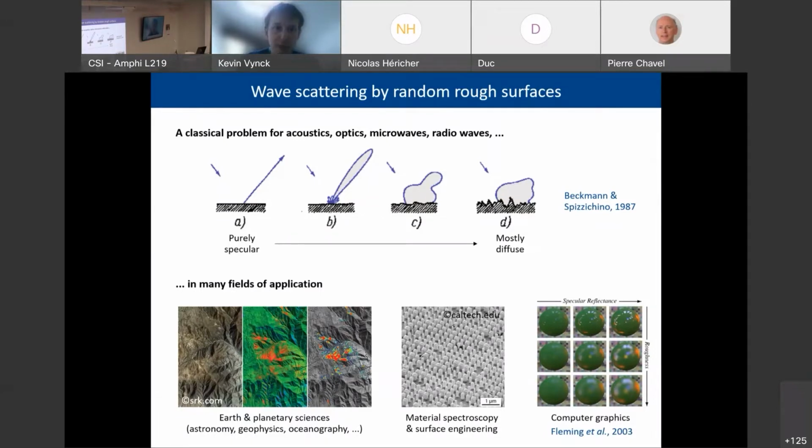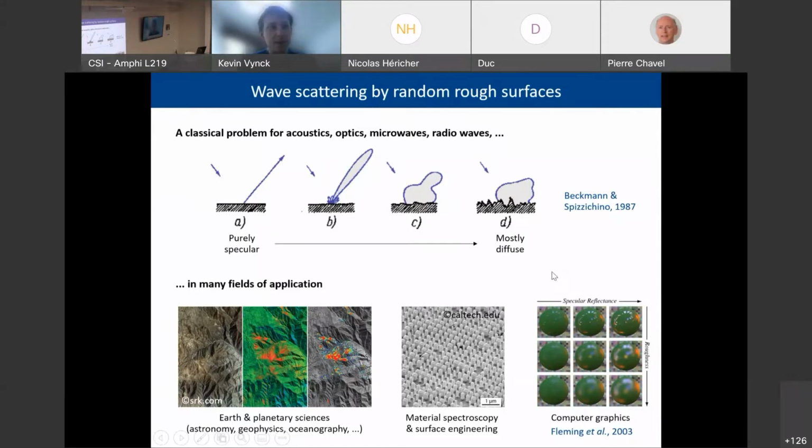So that could be, for instance, in acoustics, to divert a sound wave to the sides, or to avoid some specular reflection, or in optics or in radar. This could be interesting as well. And the last field of application that I will discuss a bit later again is in computer graphics.